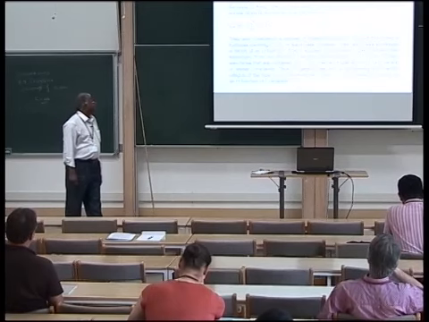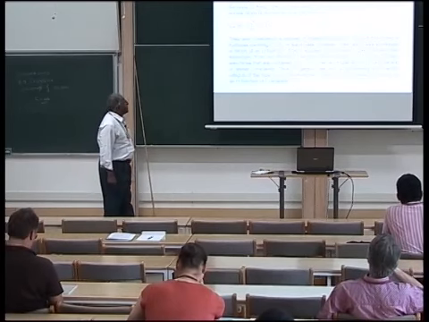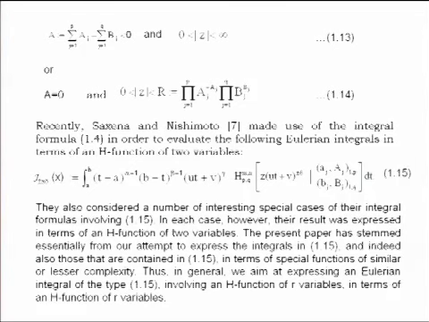The present paper has stemmed essentially from our attempt to express the integrals in the above equation 1.15, and indeed all those contained in 1.15, in terms of a special function of several variables of similar or lesser complexity. Thus, in general, we derive a formula, a theorem, expressing an Eulerian integral of the type 1.15 involving the H function of r variables in terms of the H function of r variables.